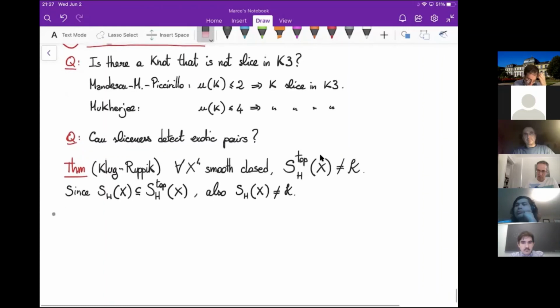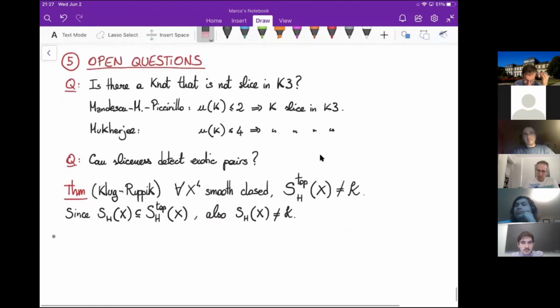And then before introducing the last question, I'll just recall this theorem of Klug and Ruppik, where they showed that every smooth closed four-manifold has some knot that is not topologically H-slice. And this implies that every smooth closed four-manifold also has a knot that is not smoothly H-slice, because smoothly H-slice knots are also topologically H-slice.